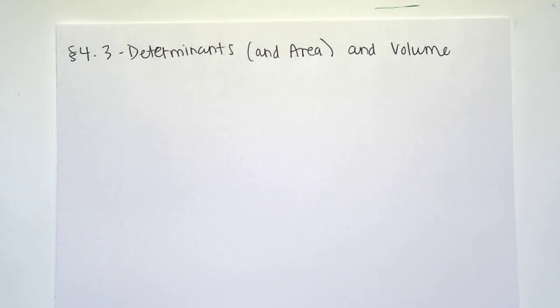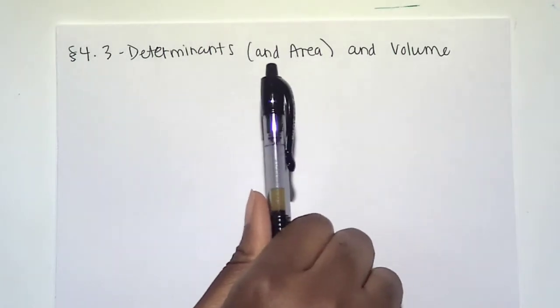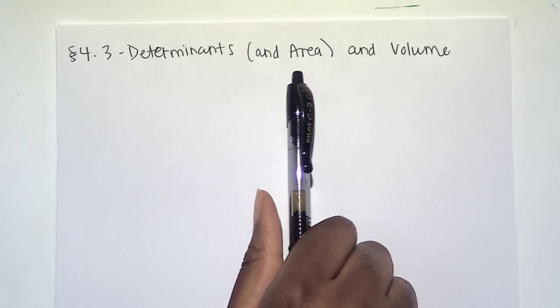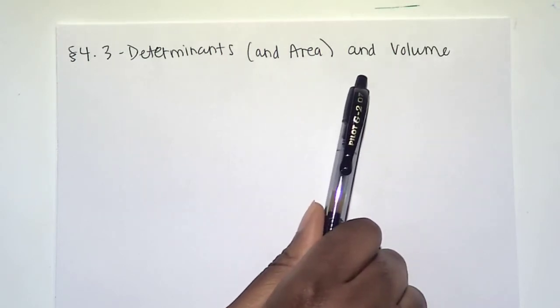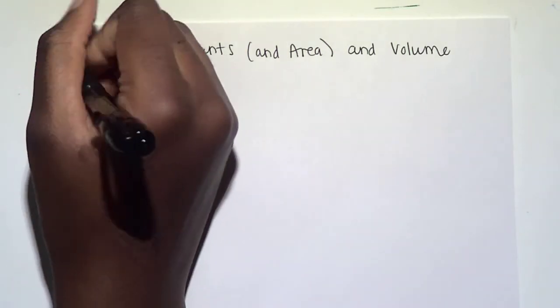All right, so moving on to section 4.3, we're going to talk about determinants and how they can be used to calculate area and volume. In your book, it's just called determinants and volume, but we're really going to narrow in on area and then just assume that it works for volume. And you'll see what I mean, especially with the first theorem. So we're starting the section with the theorem.